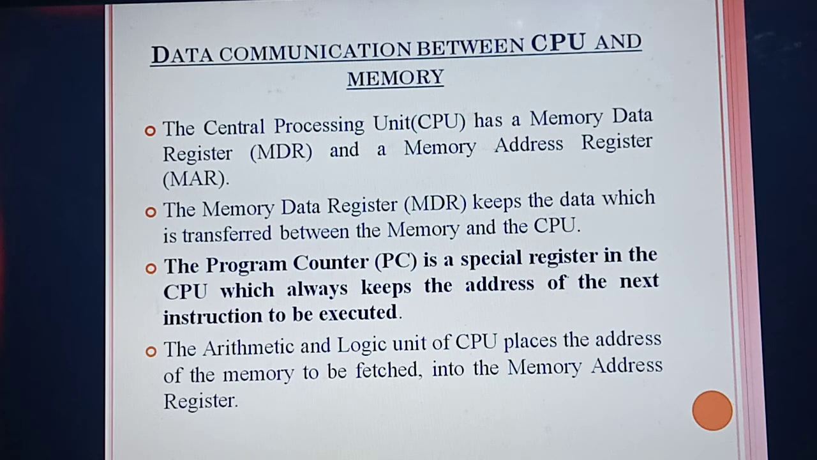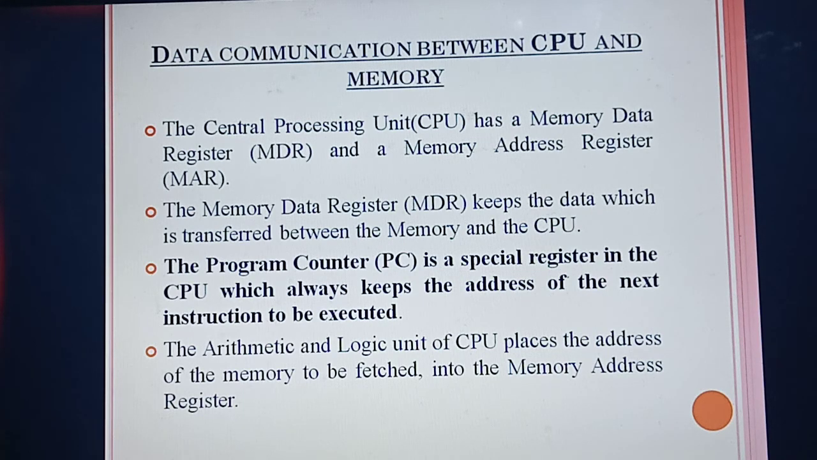Understood? So the CPU will have how many types of register? 2 types. What are they? Memory data register and memory address register. That is MDR, where DR means data register and AR means address register. The MDR, the memory data register, always keeps the information about data. What are the data you are going to transfer between the CPU and the memory?